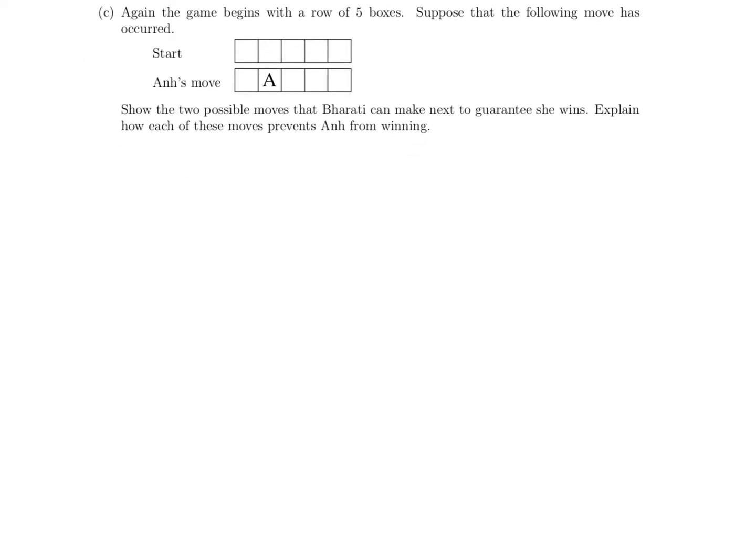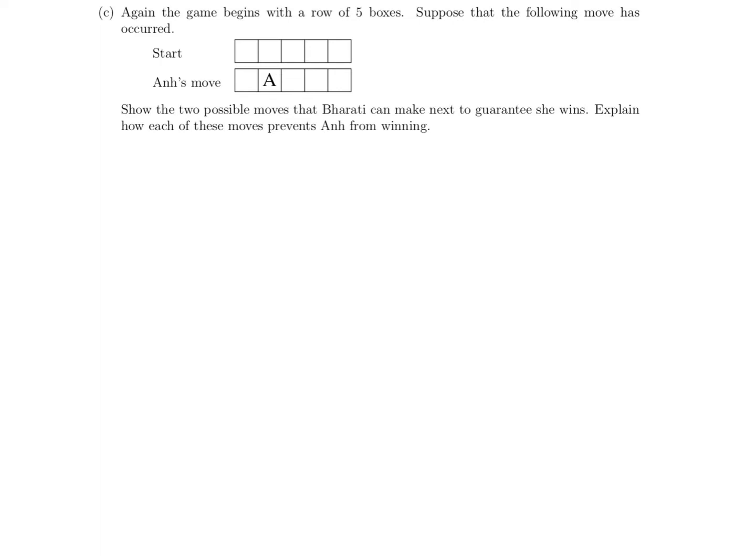And then part C, again, the game begins with a row of 5 boxes. Suppose that the following move has occurred. Show the 2 possible moves that Bharati can make next to guarantee she wins. Explain how each of these moves prevents On from winning.